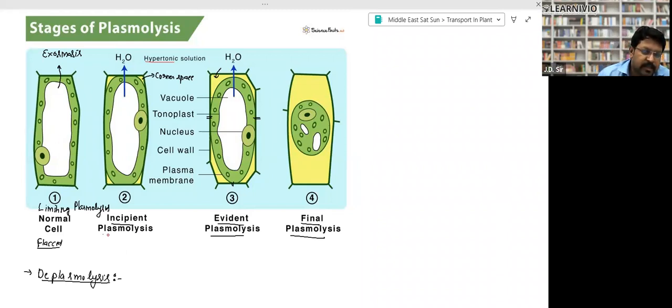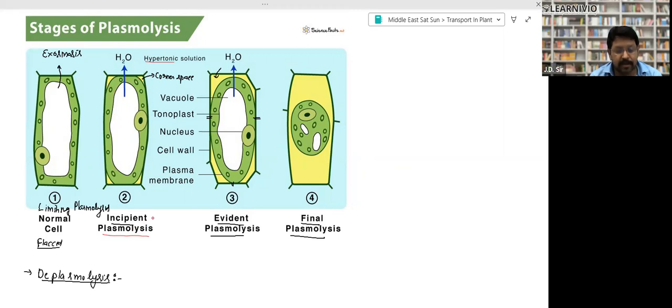Then the second stage is incipient plasmolysis. What will happen? More water will come out of the vacuole. Due to that, the protoplasm will start leaving from the corner of the cell wall. So the protoplasm will leave the cell wall at the corner. This is called incipient plasmolysis, right?